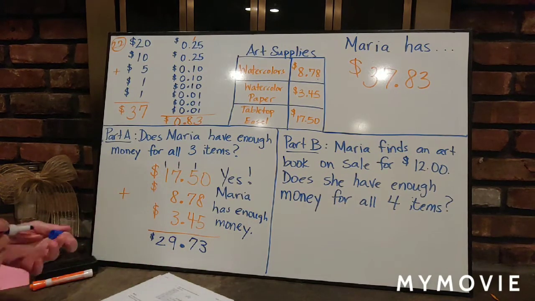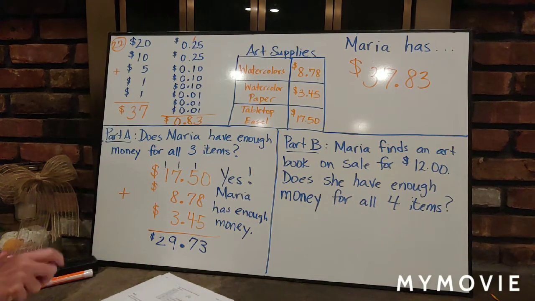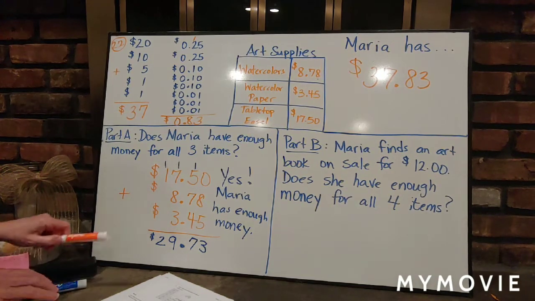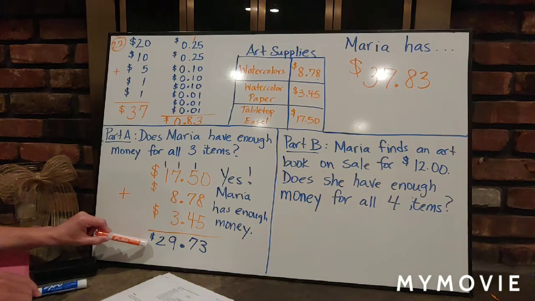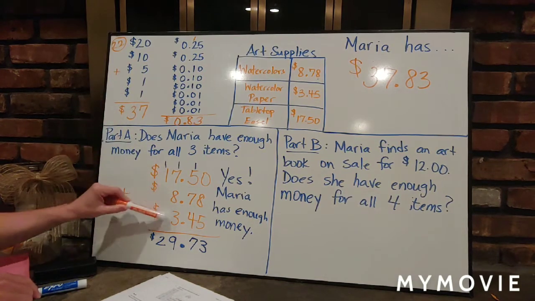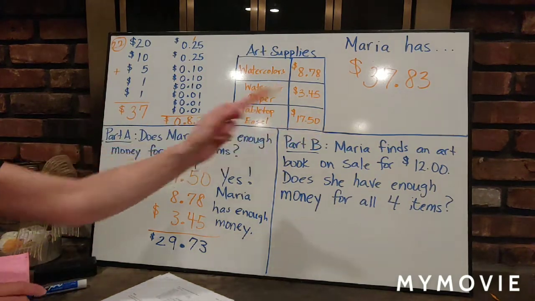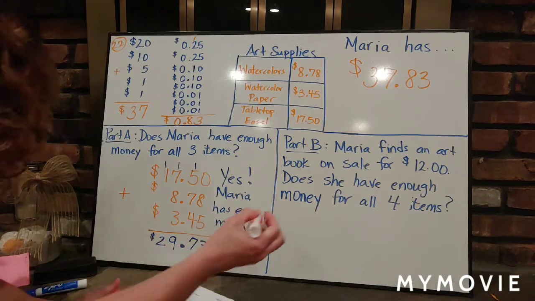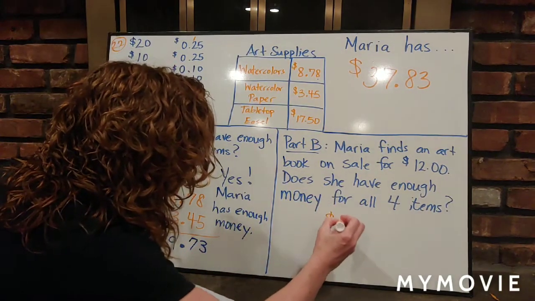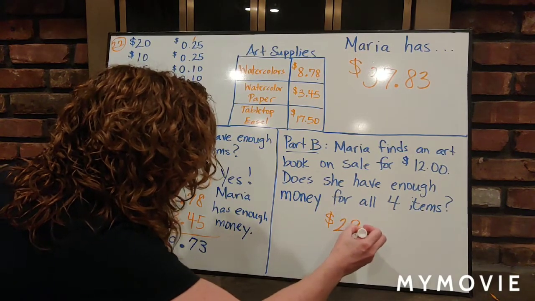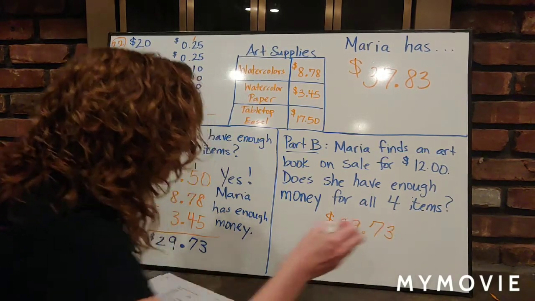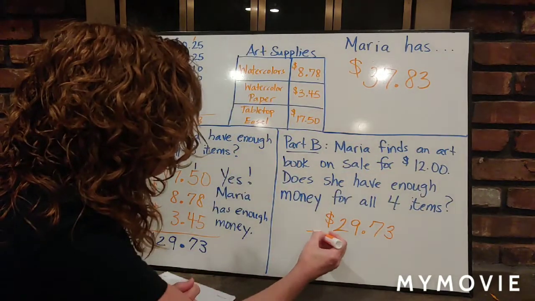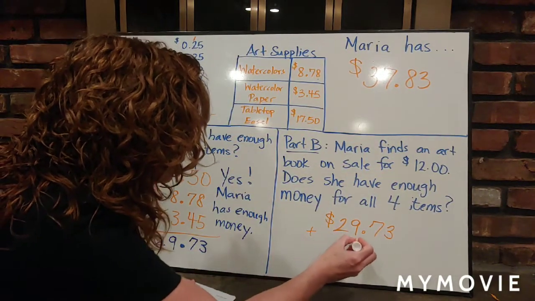All right, part B. Maria finds an art book on sale for $12. Does she have enough money for all 4 items? Well, the 3 items were this much. We don't have to add all of these 3 again with the $12 because we already added these ones. So you're going to take this number, $29.73, and we're going to add $12 to it to see how much this would cost.